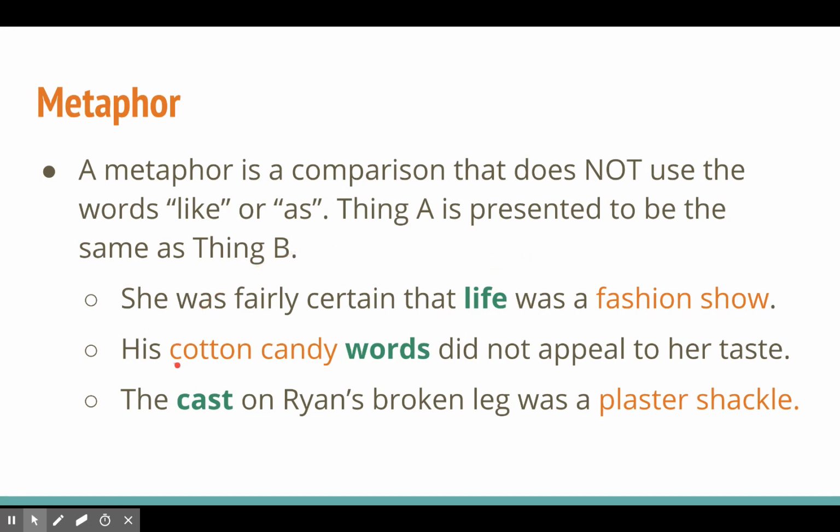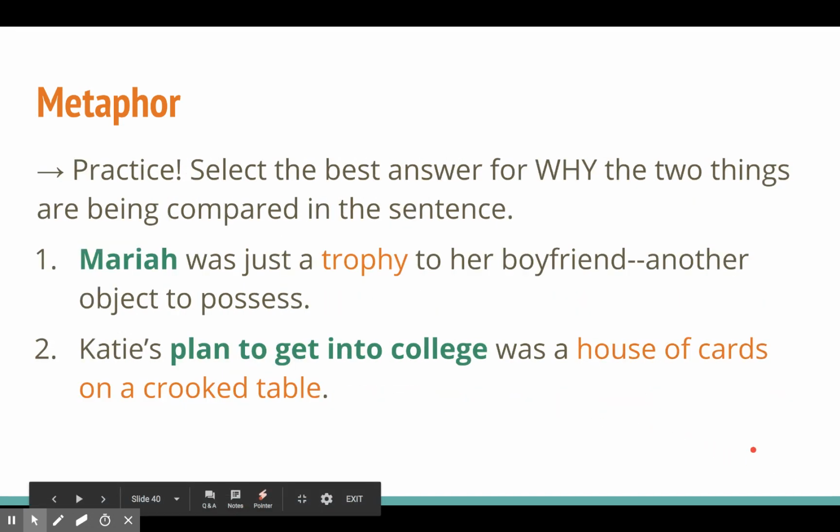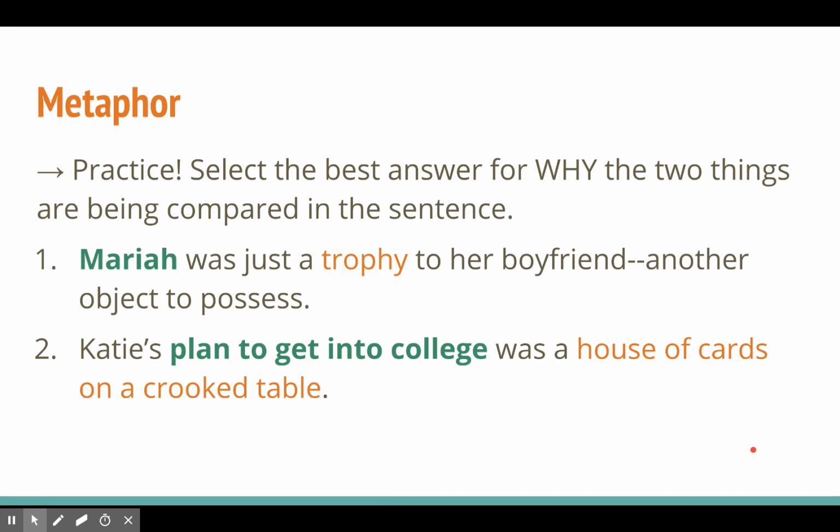For number 2, his cotton candy words did not appeal to her taste, meaning kind of fluffy, there's no substance, he doesn't actually mean what he's saying. Those words are like cotton candy. And then last, the cast on Ryan's broken leg was a plaster shackle. The cast is a shackle. Please go ahead and complete the multiple choice practice. Go ahead and pause the video if you need to do that right now.